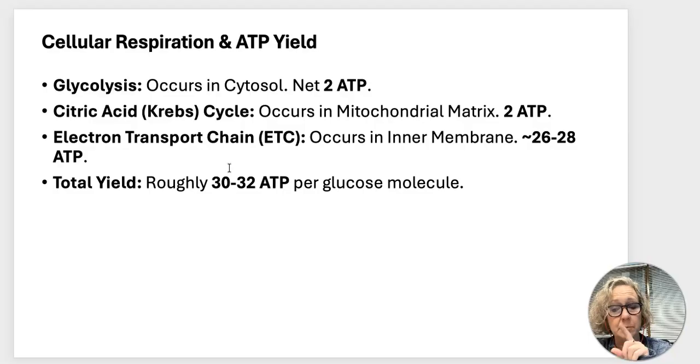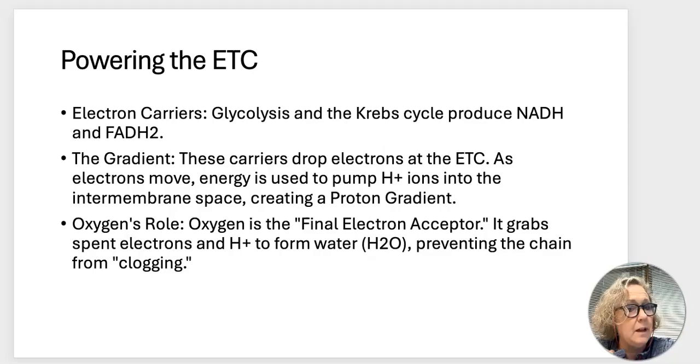Then we need some pyruvate to enter the Krebs cycle. But the Krebs cycle also only gives us 2 ATPs. All of that, remember, the whole thing is to make it to the electron transport chain, which is our hydroelectric situation that's going to make us the 26 ATPs. So all of this is to get to the electron transport chain.